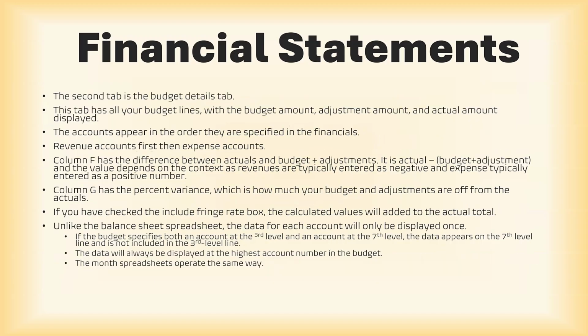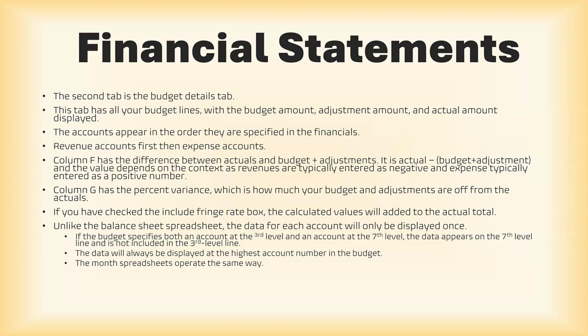The second tab is your budget details tab. This has all your budget lines with revenues first, followed by expenses in the later rows. The accounts appear in the order they are specified in the financials. So line 1 appears first, line 2, etc. So column F will have the difference between actuals and budget plus adjustments. And it is actuals minus budget plus adjustments.